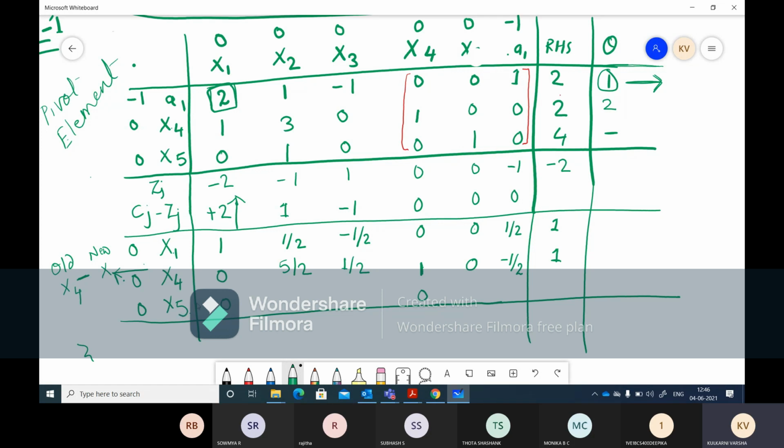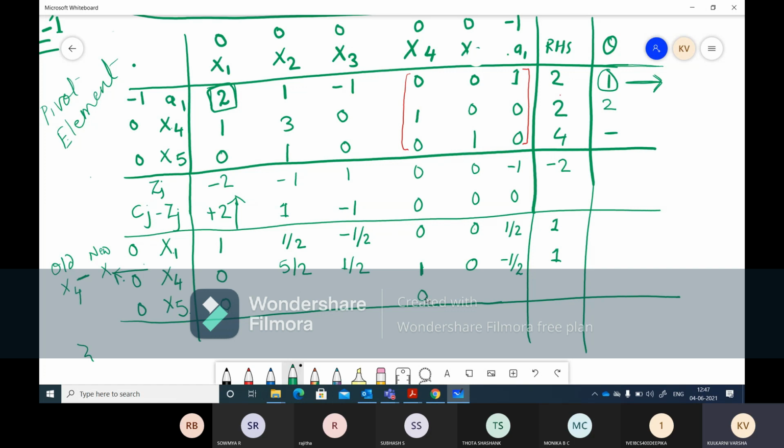To find x5, we have to take this newly entered x1 row and the old x5 row. If we check, 1 minus 0 will not get 0, so simple subtraction is not possible. If you want to get 0 here, considering this row's values, if you multiply this 1 by 0 it will become 0, and if you subtract it from this 0, you will get 0. That means if you multiply this x1 row by 0, then you will get the required values.